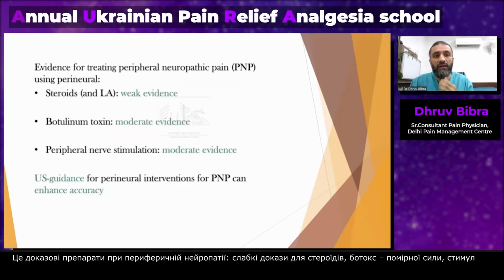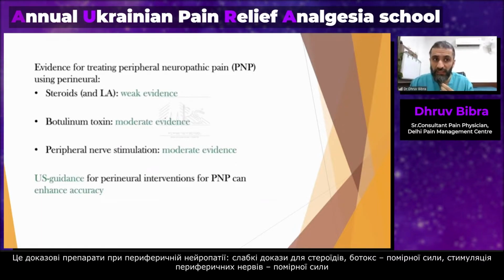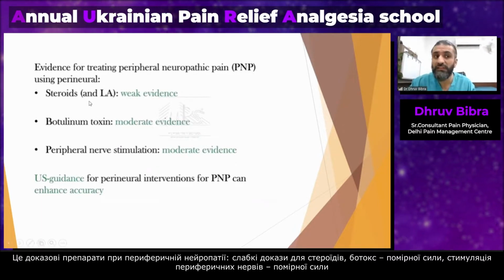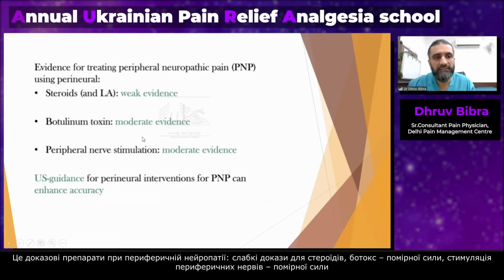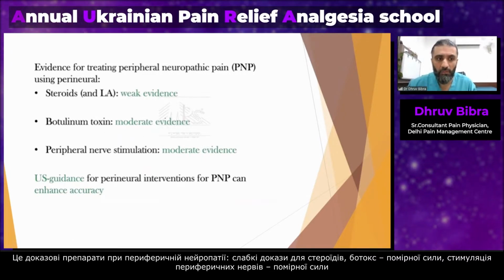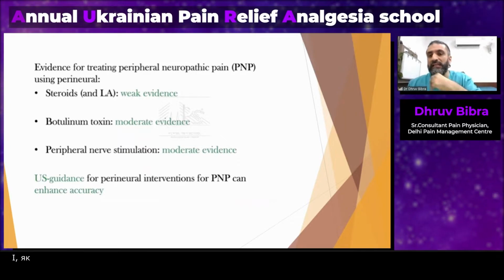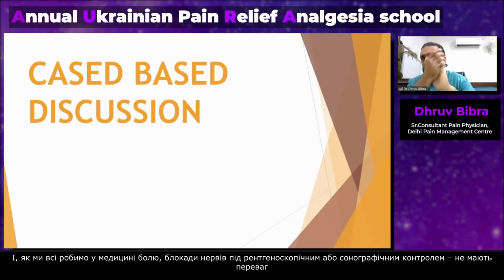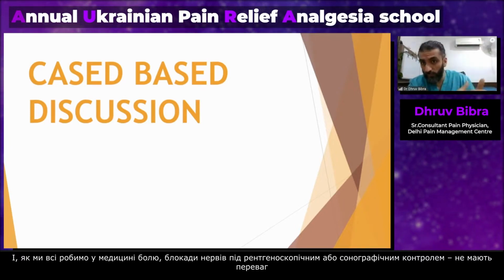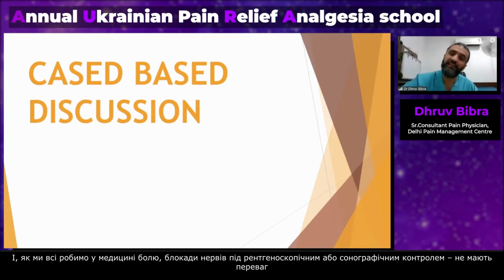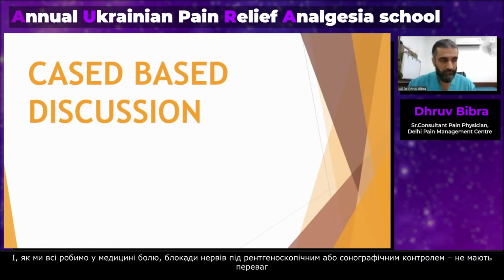Now, this is the evidence for peripheral neuropathies, where they talk about blocks. Yes, steroid plus local anesthetic has weak evidence, Botox moderate evidence, and peripheral stimulation again moderate evidence. As we all know in pain medicine, precision is the key. Whether you are doing these nerve blocks under fluoroscopy or ultrasound, ultrasound definitely has an advantage for better results.